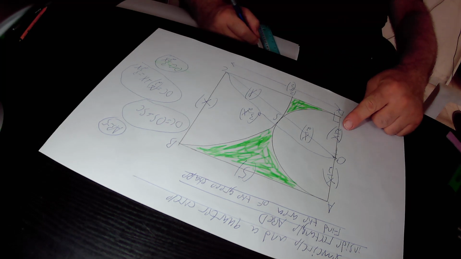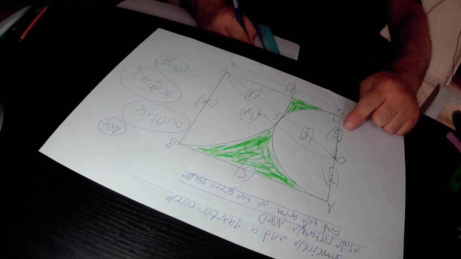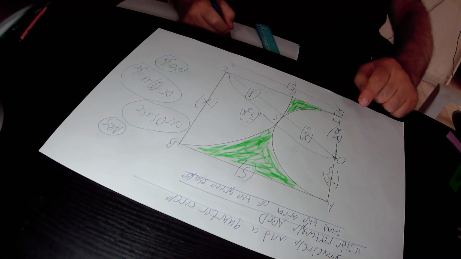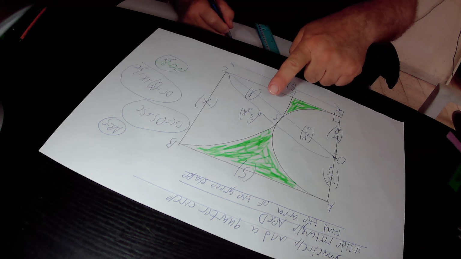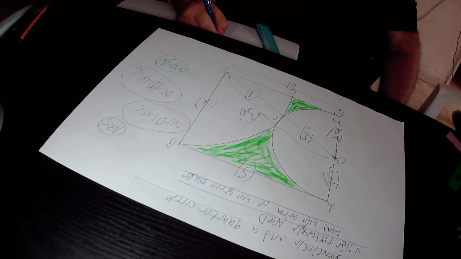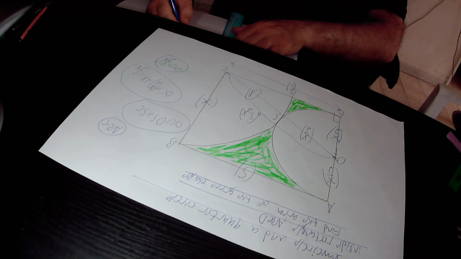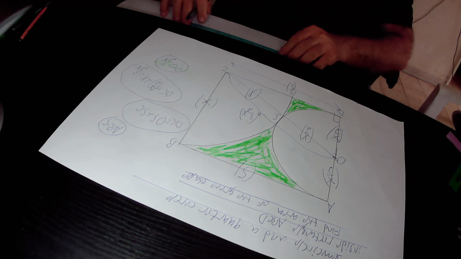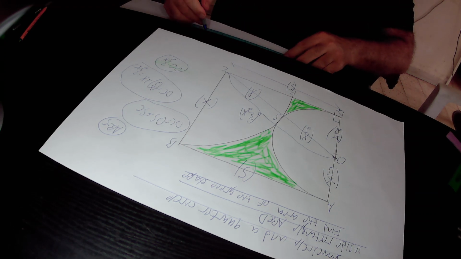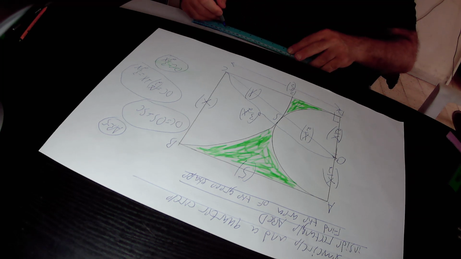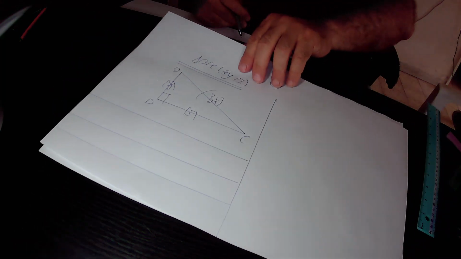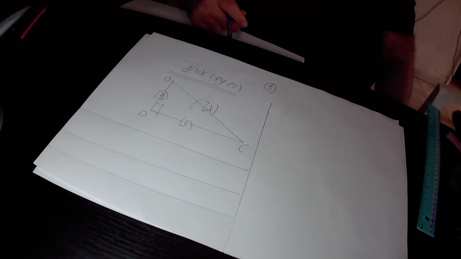Side OD equals x over 2 units in its length, side DC equals 5 units in its length, and we found that the hypotenuse OC equals 3 over 2x units in its length. Carefully, this is the right triangle ODC that is coming from the original domain.